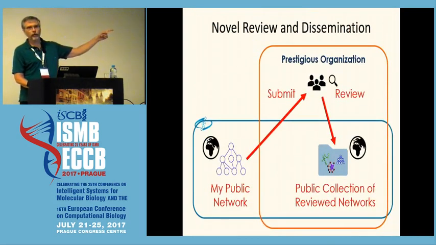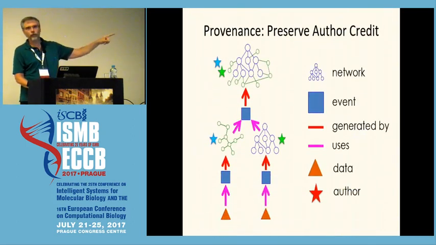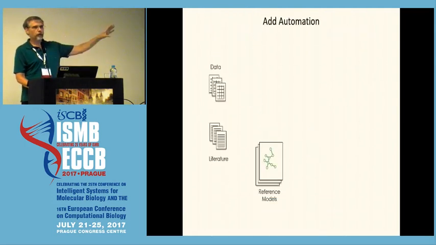You don't have to go to a journal to publish. We are making it very easy, therefore, for people to commit their networks and ask somebody else, do you like my networks? And that prestigious organization can gather them up into their collection, effectively being a novel publication. We preserve an author credit in a tree-structured history of provenance. So again, in derivative works, there's a trail, or at least there is if you're a good person and don't delete the trail.